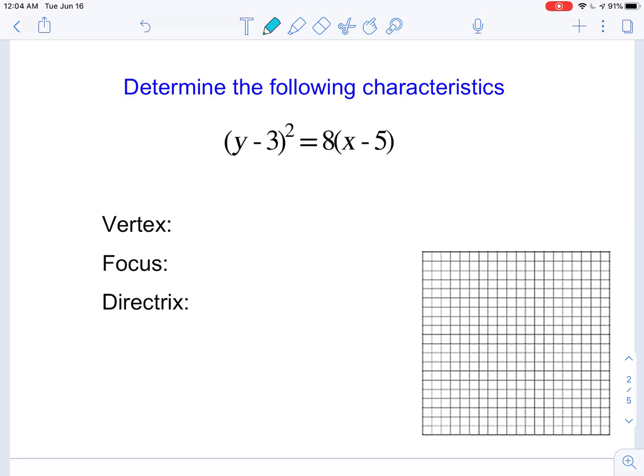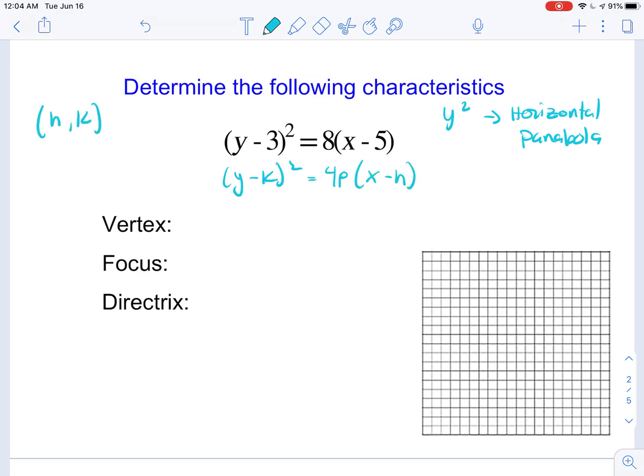So first, can we determine the following characteristics? Well, in order to be able to do that, let's identify if this is a vertical or a horizontal parabola. Well, my y is squared, so that means that it is going to be a horizontal parabola. Okay, which means that it's going to take the form (y - k)² = 4p(x - h). Now, (h, k) is my vertex.